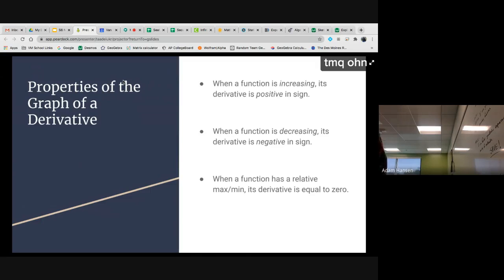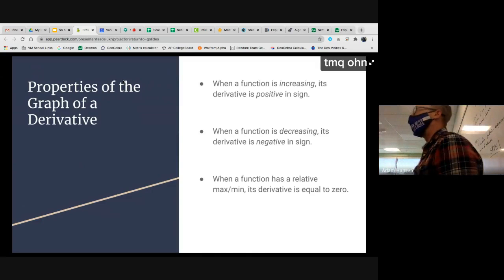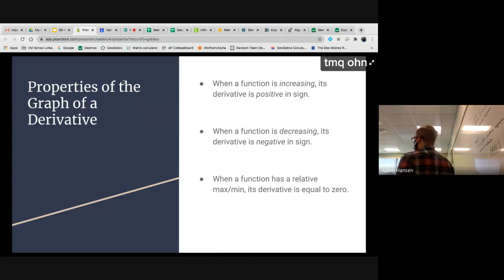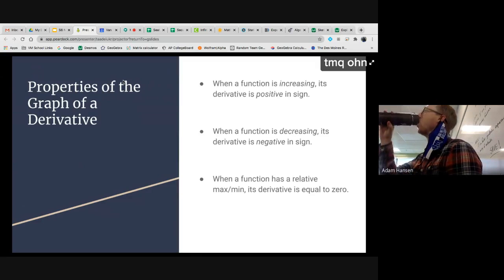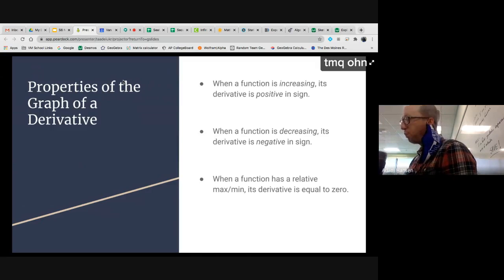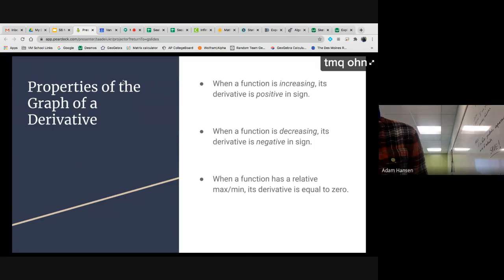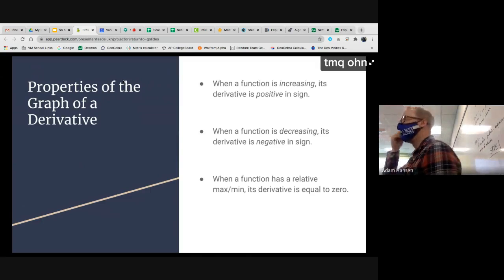At any point where the original function has a relative maximum or minimum, we know that the derivative must be equal to 0. That's where the flattest part of the curve is. That's where it changes direction, increasing to decreasing or vice versa. So the derivative has to be 0 at any point where there's a maximum or minimum on the function. Hopefully nothing too earth-shattering there from what we did in class yesterday. Should make sense.